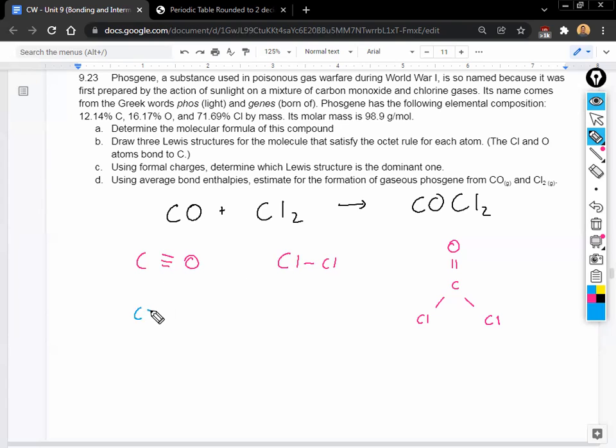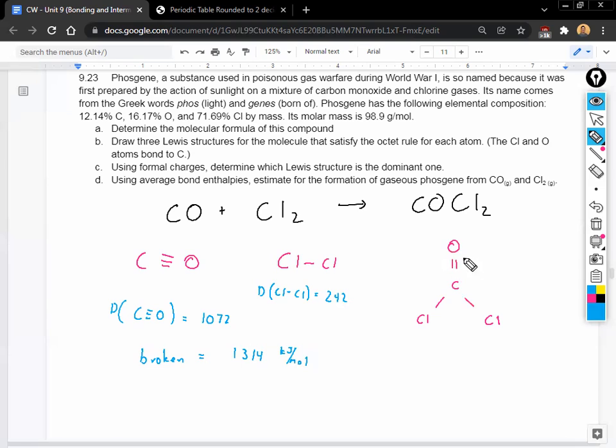So super simple for the breaking. You're breaking one carbon oxygen triple bond, right? Not too much to say there. And the carbon oxygen triple bond is going to be 1072 on the table. The other bond that you're breaking is going to be a chlorine-chlorine single bond. And if you look that up on the table, you should get 242. So that means the total value for the bond enthalpy of the bonds that you're breaking is 1072 plus 242, which should give you an answer of 1314 kilojoules per mole. Okay.